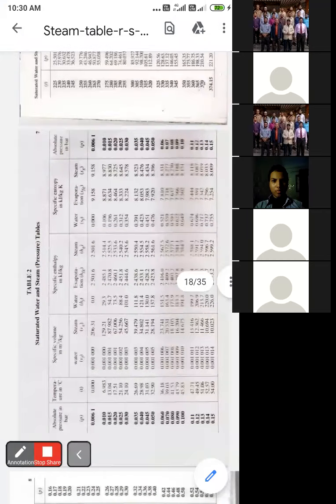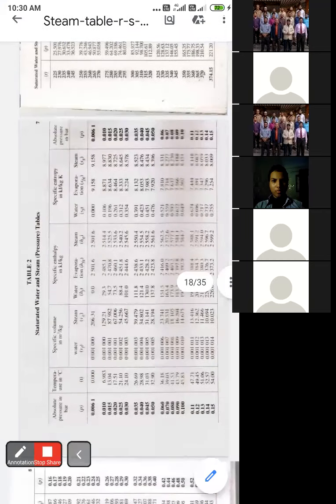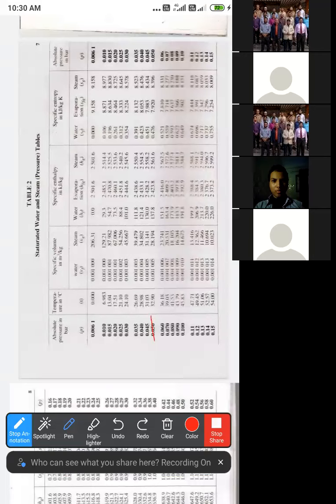You just refer to this. Can you see this 0.050? This is the pressure. At this pressure, I want hf. You can see this value of hf, 137.8. What is the unit for that? It's kilojoule per kg. Okay, this is the value of hf, 137.8 kilojoule per kg. Is it okay?